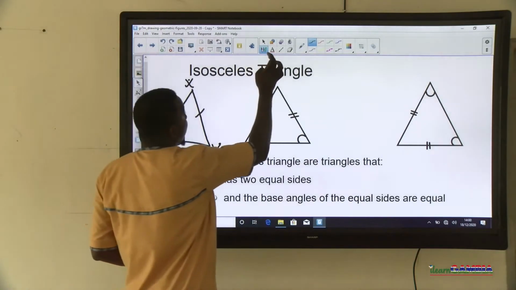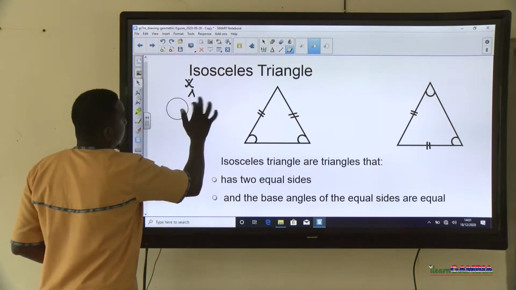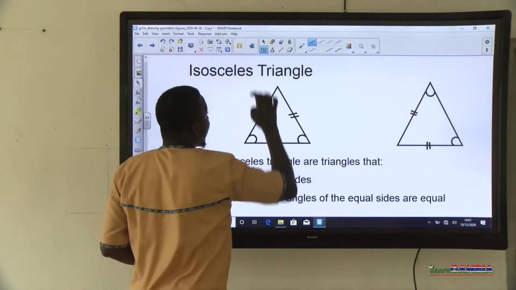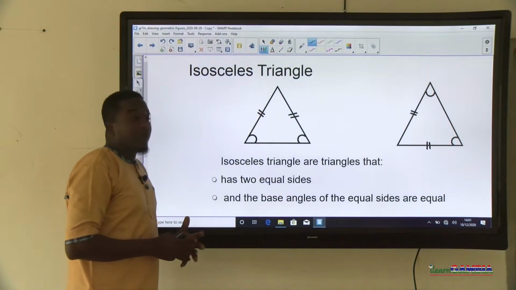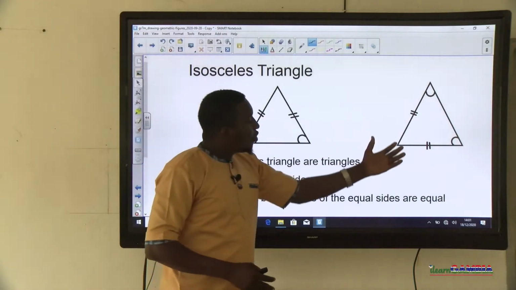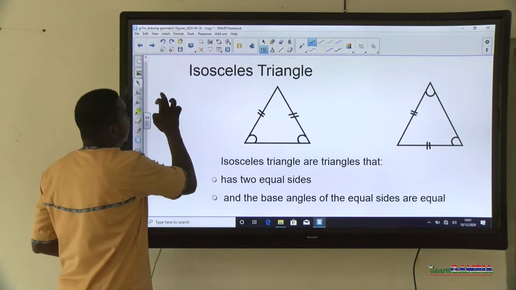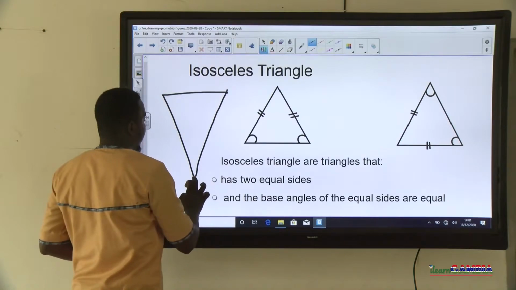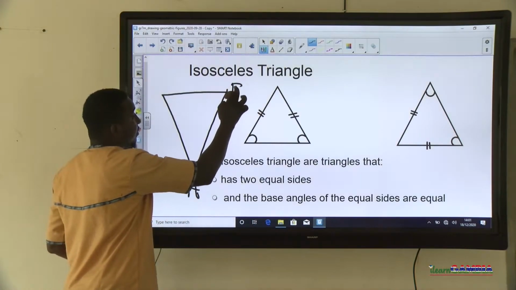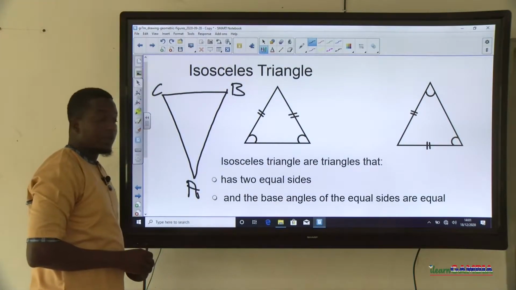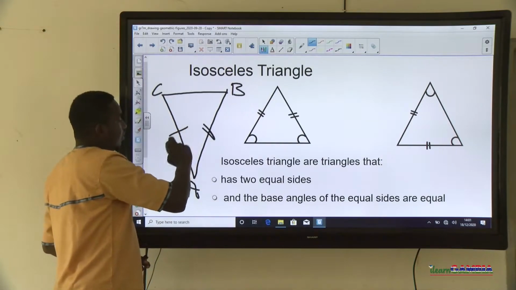So the key thing that we need to understand here is that two of the lines must be equal, not three, because if all three lines are equal, then it will give us another category of triangles, which is the equilateral triangle. So it can also come in different shapes and sizes. Like you can have the isosceles triangle like this, wherein we can have point A here, point B here, and point C there. What is the most important thing here is that the line AB is equal to line AC.